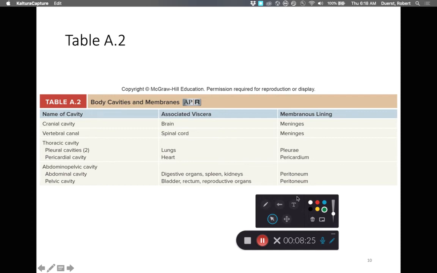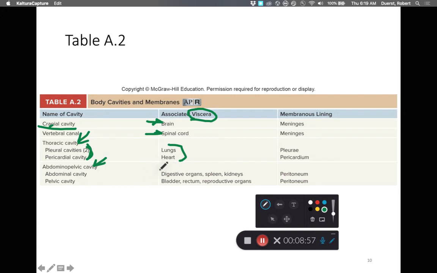We also have a lot of cavities in our body. As we look at these cavities that are within the human body, the cavities are going to have specific viscera associated with them. And when we say viscera, that's a technical word that means organ. So within the cranial cavity, we have a brain. Within the vertebral cavity or vertebral canal, we have the spinal cord. Our thoracic cavity has the heart and lungs, and it can be broken into the pleural and pericardial cavities.